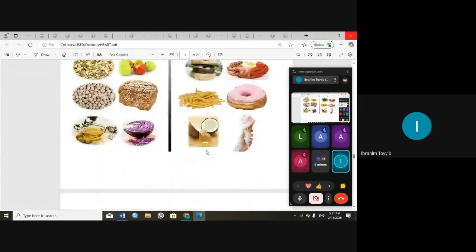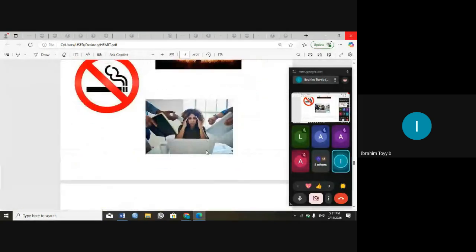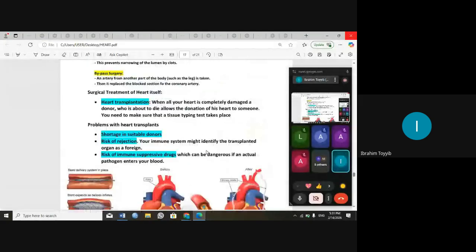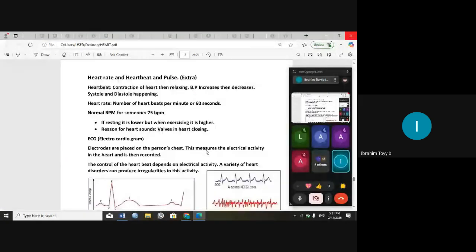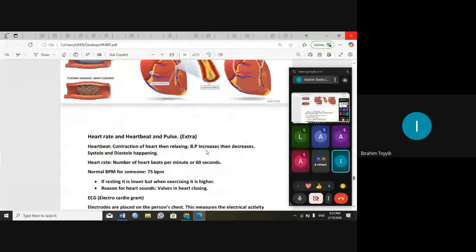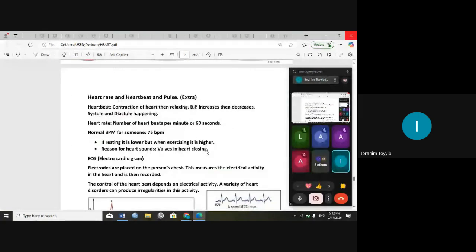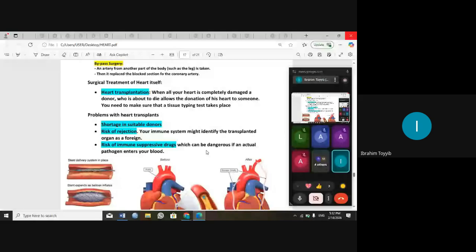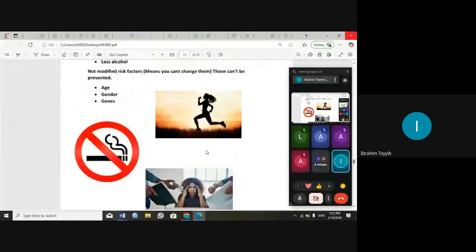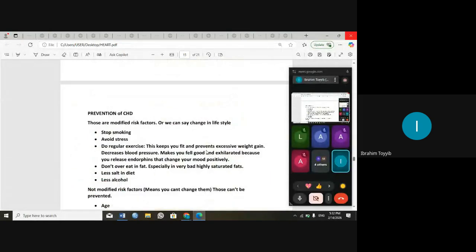So I think for this level, that's all you need. Now let's do questions. Any question now before I go to my own questions?